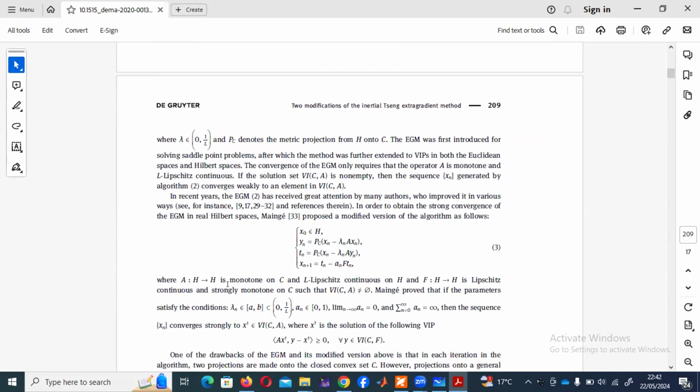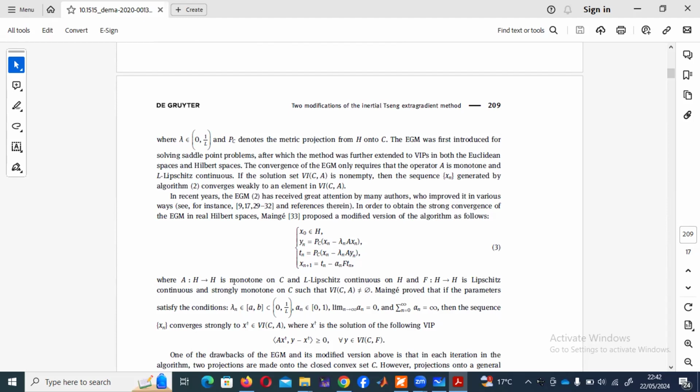They say where A is the monotone operator on C and continuous. That's the property of A. While F is a Lipschitz continuous and strongly monotone operator. So this is solving another different problem entirely. This is not the VIP. They call this a bi-level VIP. So we see that separately.